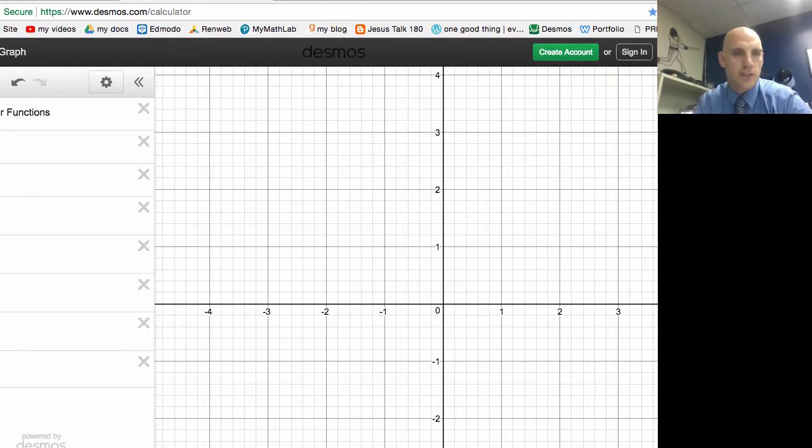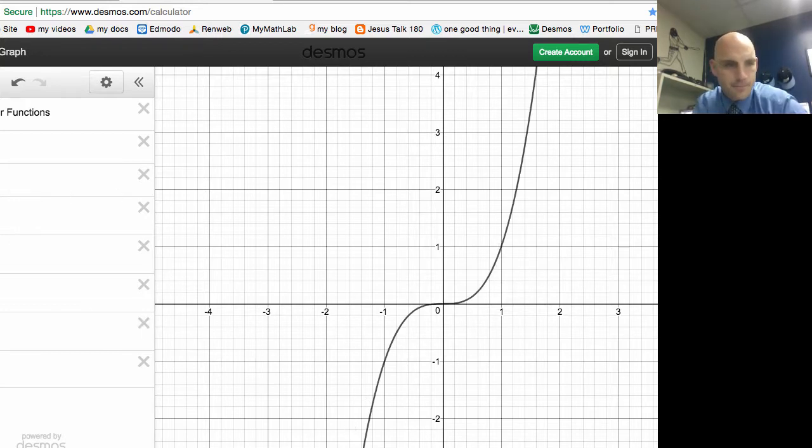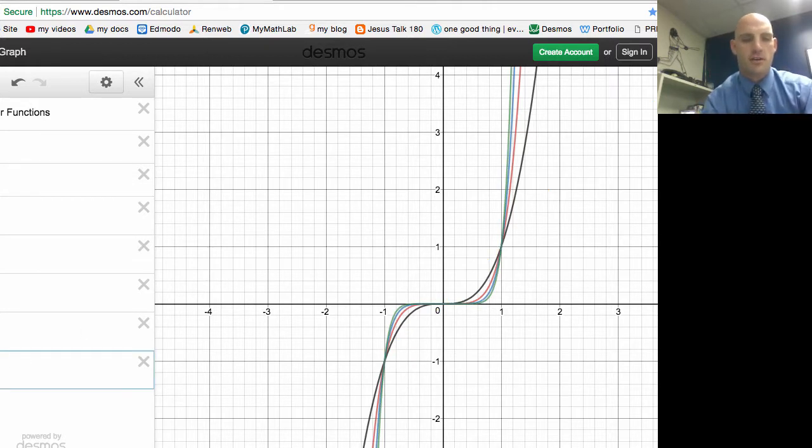Odd functions. Check them out. Here's x cubed. Origin symmetry, right? If I turn on x to the 5th, look at what happens. That red one is skinnier, right? X to the 7th, even skinnier. X to the 9th, even skinnier. What if I did x to the 101st? Check that out.